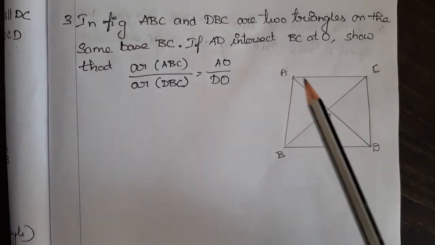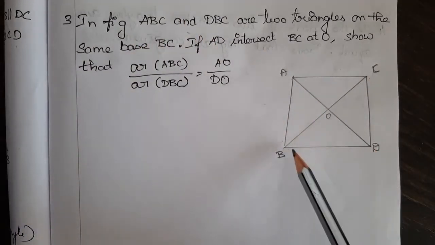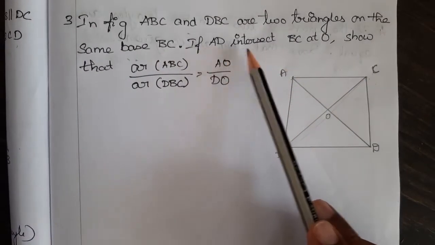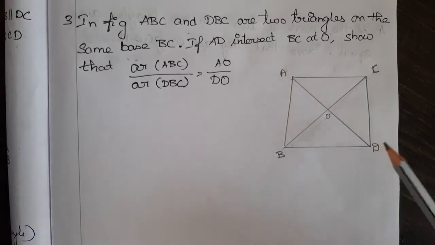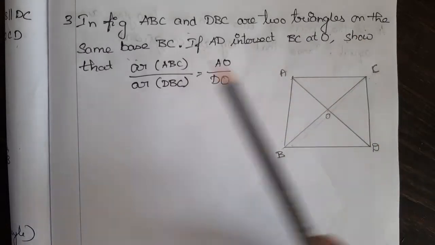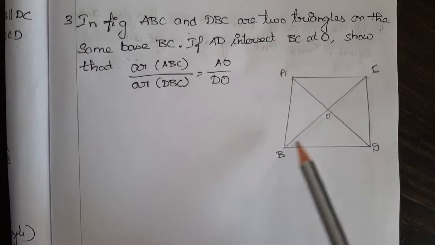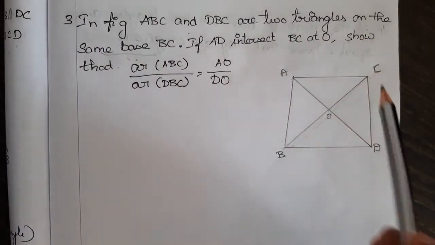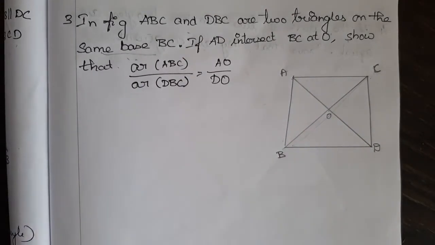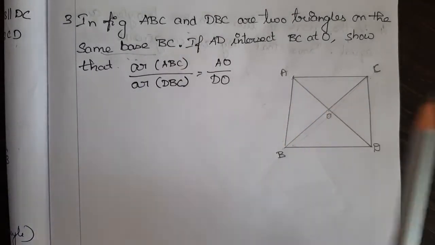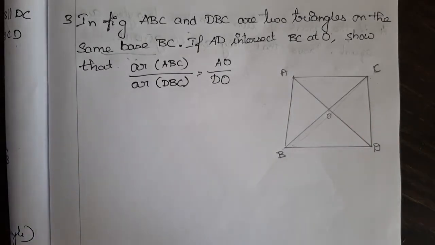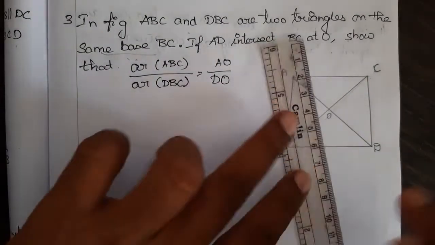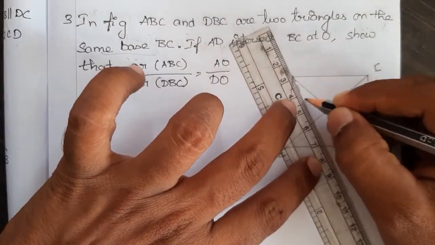In the figure, ABC and DBC are two triangles on the same base BC. If AD intersects BC at O, show that the area of ABC by the area of DBC is equal to AO by DO. So it is given the same base for the two triangles. We can prove this theorem by the normal area formula, half into base into height. So let me construct a height perpendicular to the base.